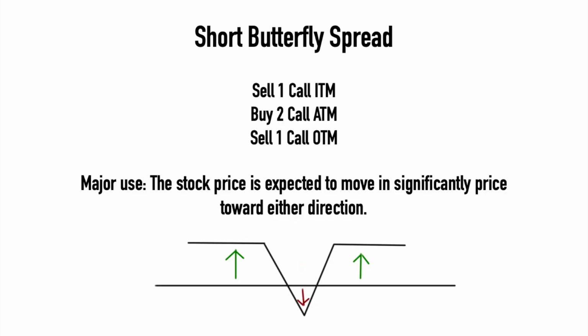A short butterfly spread is constructed by selling one in the money call option, buying two call options at the money, and selling one call option out of the money. And this is used when the stock price is expected to move significantly in either direction, and is most profitable when it gets toward either of the upper or lower call options.